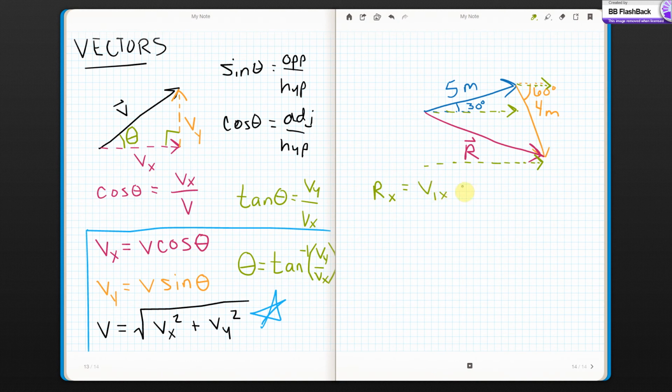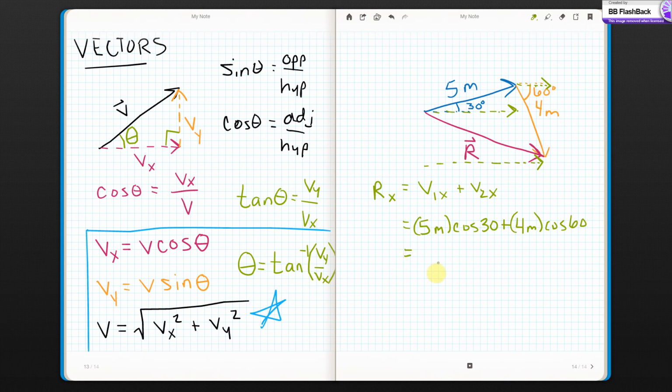So the x component of my resultant is going to be the x component of my first vector plus the x component of my second vector. The x component of any vector is the magnitude of the vector times the cosine of the angle it makes with the x-axis. So this has a magnitude of 5 meters times the cosine of 30 degrees, plus this has a magnitude of 4 meters times the cosine of 60 degrees.